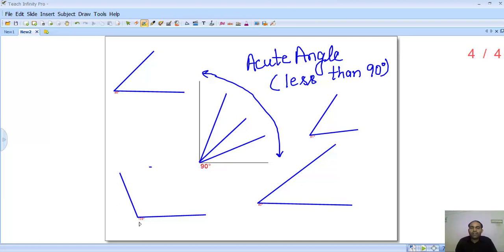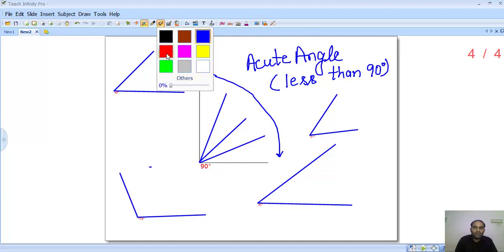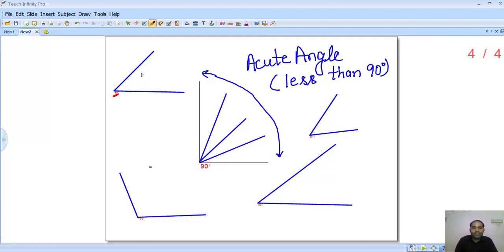This is 109-degree. It is greater than 90-degree, so it is not an acute angle. An acute angle will always be less than 90-degree. Okay, so let me write here. This is less than 90 degree. So it is an acute angle. Okay, this angle is less than 90 degree. It is an acute angle. This angle is also less than 90 degree. It is an acute angle.